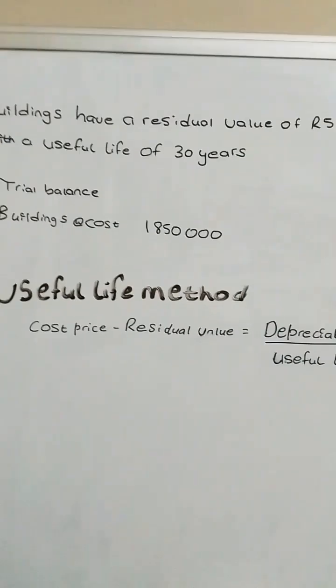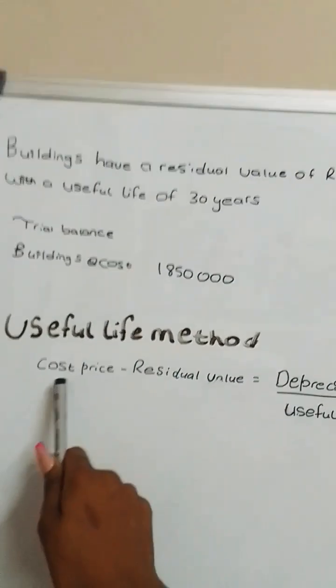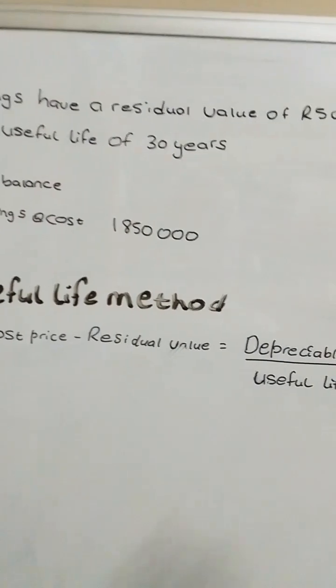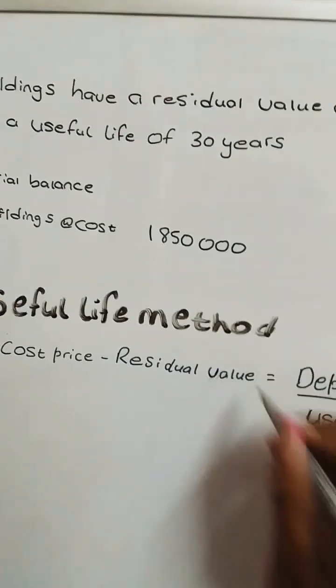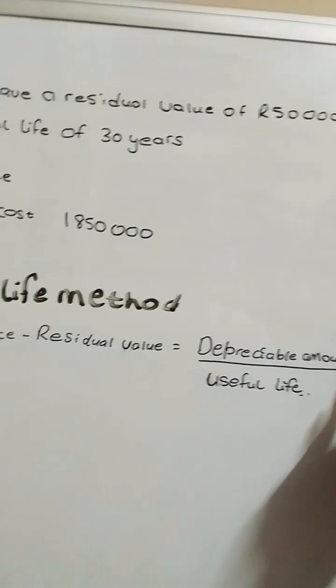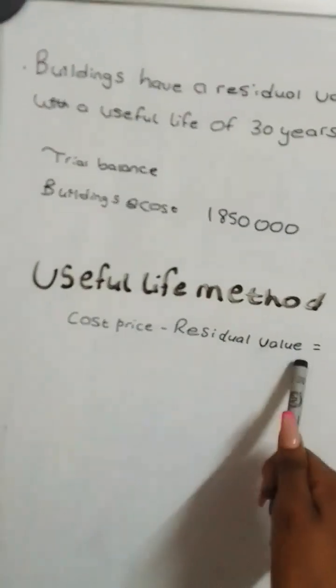So now let's calculate depreciation using the useful life method. For the useful life method, the formula is: you take the cost price of the asset, you subtract the residual value, and you get the depreciable amount. Then you divide the depreciable amount by the useful life, right? So what is the residual value?